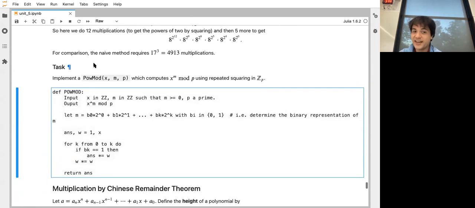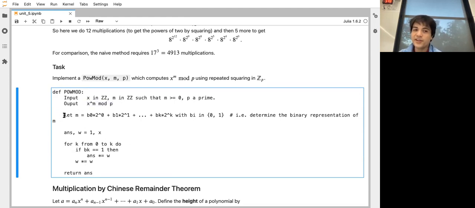So you can do it like this. If x is an integer, and m is an integer, and m is greater than or equal to 0, because that's the power we're going to be using. This is not going to work on negative powers. And p is a prime. This is what we want to output, x to the power of n mod p.